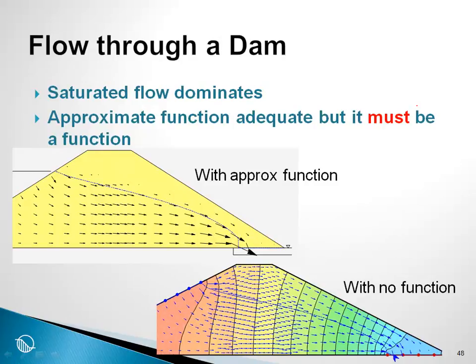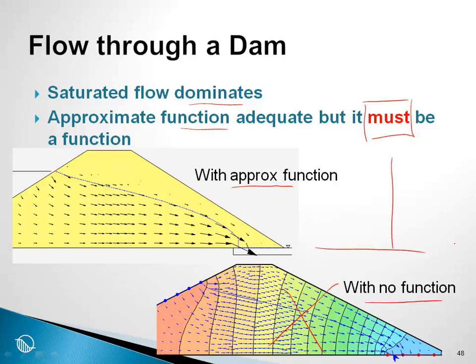As we have said, in this particular case, saturated flow dominates, and an approximate function is adequate, but it must be a function. We have a very reasonable solution here with an approximate function. Here we have no function. As a result, we get an unreasonable solution. So we cannot do this.